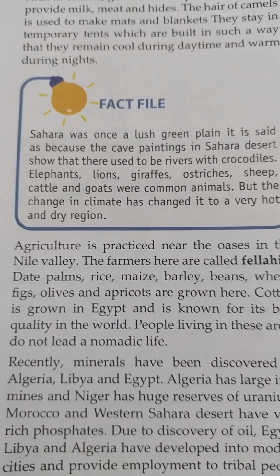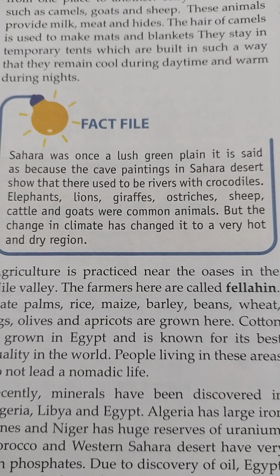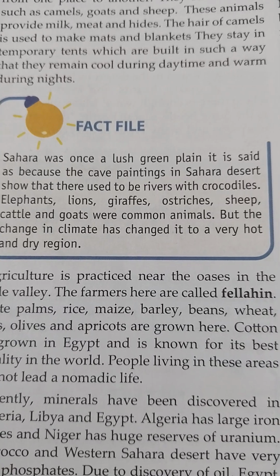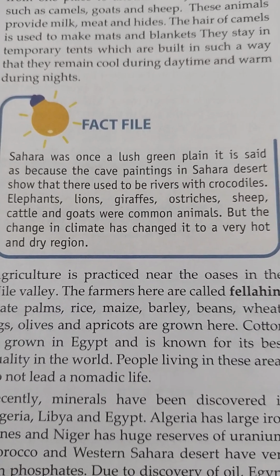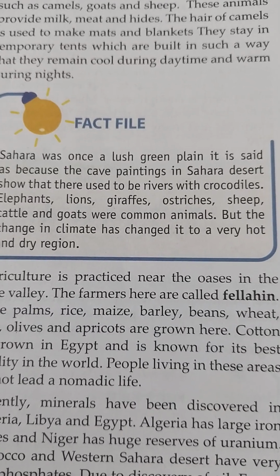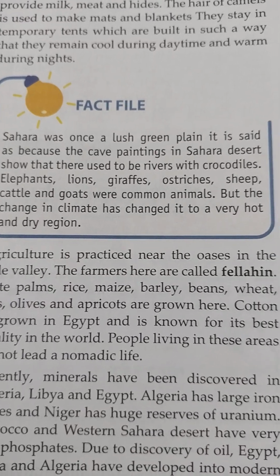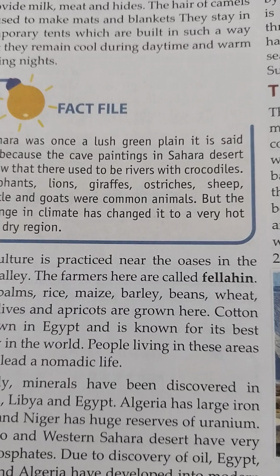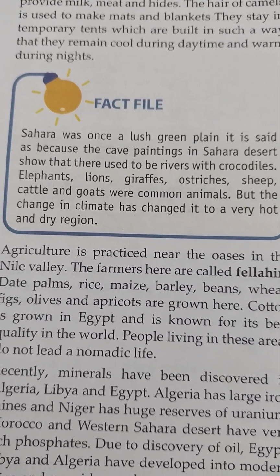Now fact file, children: it is said that the Sahara was once a green plain. This has come to be known from paintings found in the Sahara Desert, in which rivers are shown with crocodiles. Elephant, lion, giraffe, ostriches, sheep, cattle and goats were common animals, but with the change of climate it turned into a hot and dry region.